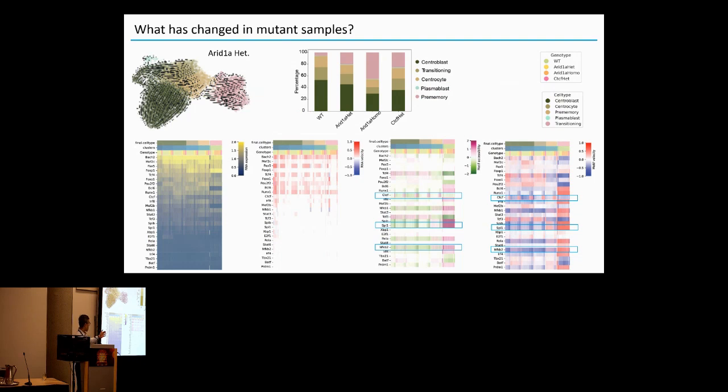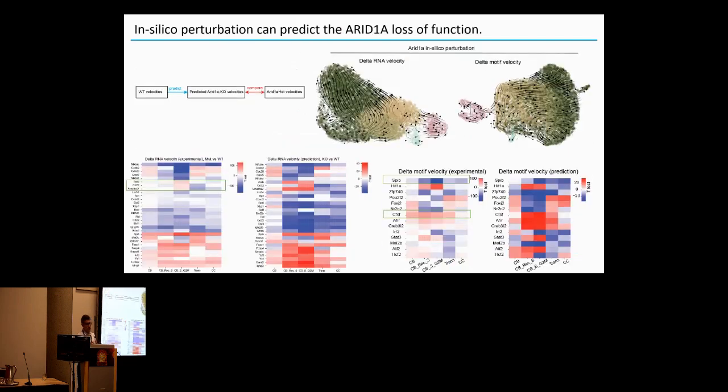And what's going wrong? So these are some differential patterns in the velocity and the motif accessibility. For example, CTCF goes up, right? CTCF goes up, and these two factors that we care about, like SPI1 and NF-kappa B2, they go down. So we can see these differential effects here, and how we can predict this. So we do in silico perturbation of ARID1A, and we show this change in velocity. As you see, this is very messed up compared to the wild type velocity.